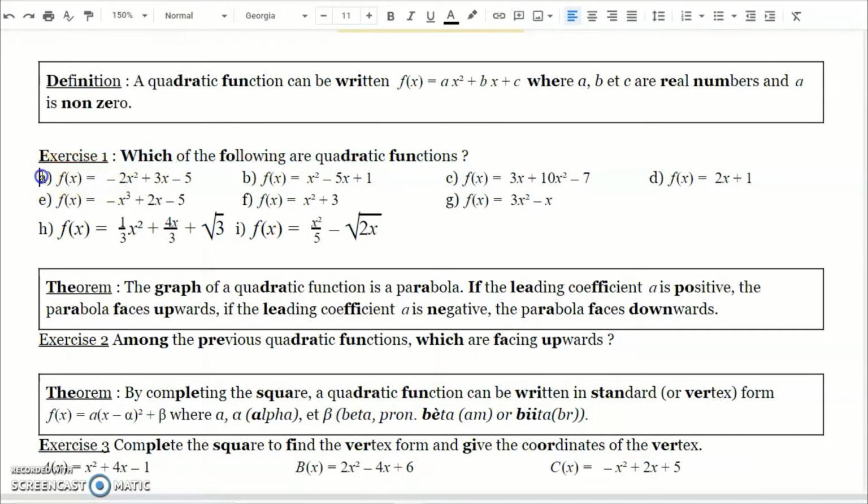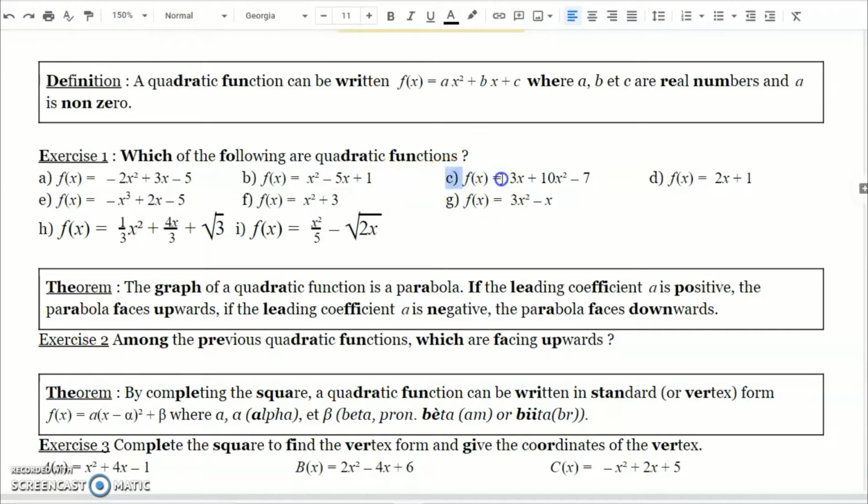Let's see. A. f of x is minus 2x squared plus 3x minus 5. So this is a quadratic function with a is equal to negative 2, b is equal to 3, and c is equal to minus 5. B. f of x is equal to 1x squared, so a is equal to 1, b is equal to minus 5, and c is 1.